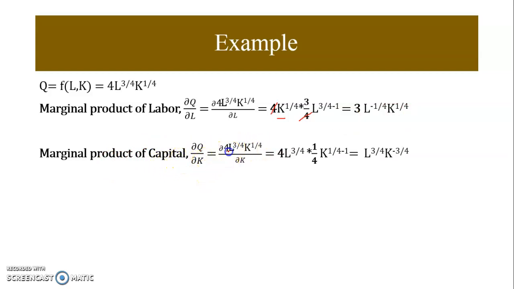So now this L we keep as constant, and this is the power rule. So this is 1 by 4 into K raised to power 1 by 4 minus 1. So again 4 and 4 will get cancelled. So L raised to power 3 by 4 and K raised to power minus 3 by 4. And our question is that we have to find the behavior of marginal product of labor and capital.